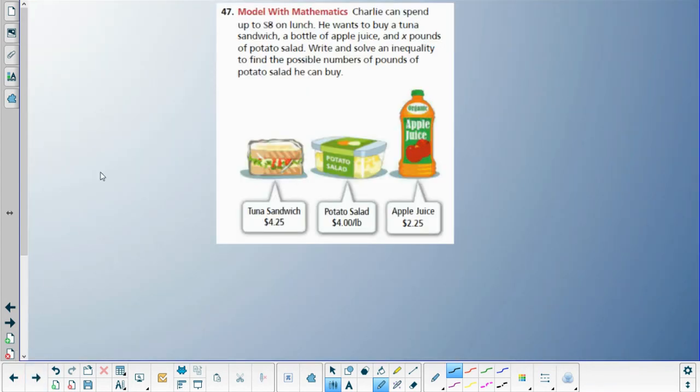All right, one more before I let you guys get started on your test. Charlie can spend up to $8 on lunch. He wants to buy a tuna sandwich, a bottle of apple juice, and x pounds of potato salad. Write and solve an inequality to find the possible numbers of pounds of potato salad he could buy. Whew, a whole lot there. Okay, so it says he wants to buy a tuna sandwich. So we know that costs $4.25.